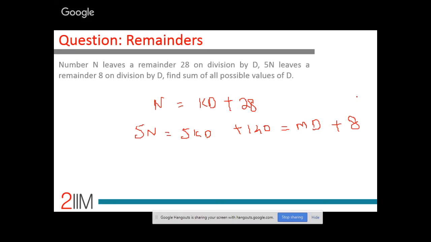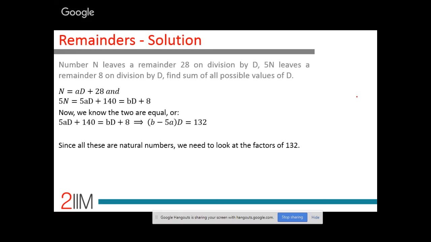132, 132 by 2, 132 by 3, 132 by 4. All four are higher than 28. 132, 66, 44, 33. Four numbers. We add all of them, we get the answer.